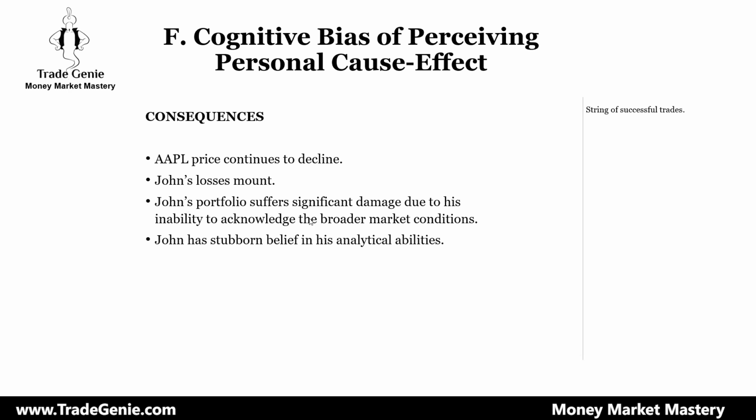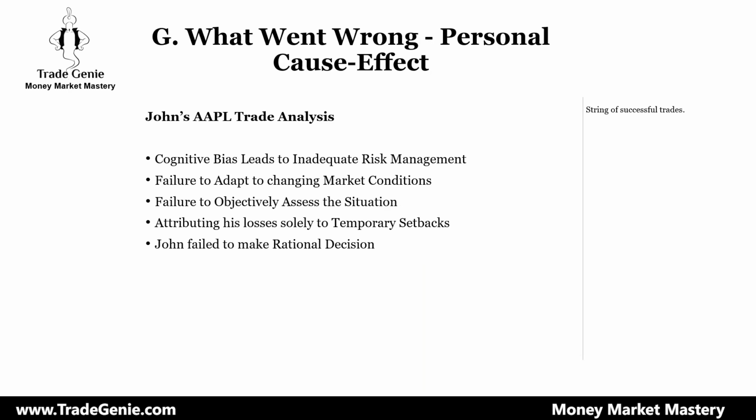John's portfolio suffers significant damage due to his inability to acknowledge the broader market condition. John has a stubborn belief in his analytical ability. So he is attributing his trade success, his coming success, to his ability to analyze the chart of Apple. His cognitive biases lead to inadequate risk management and failure to adapt to changing market conditions. He doesn't understand what is happening and fails to objectively assess the situation. He's attributing his losses solely to a temporary setback, some Middle East war.